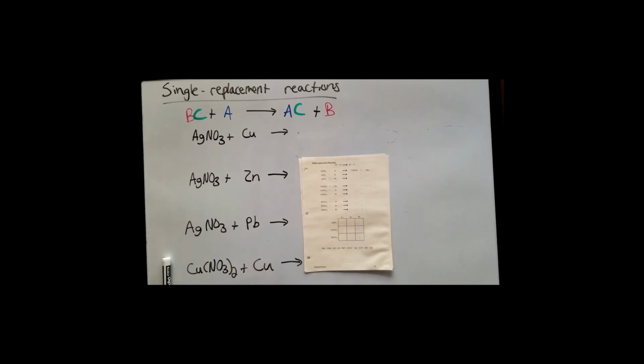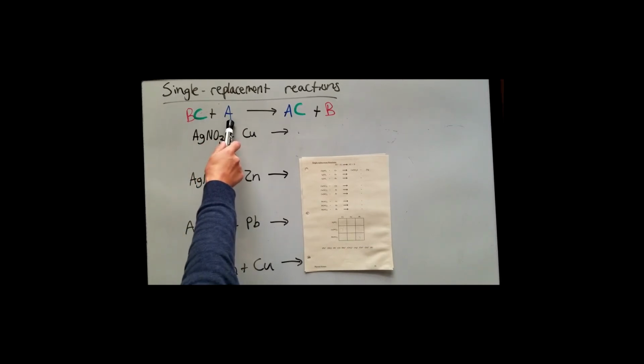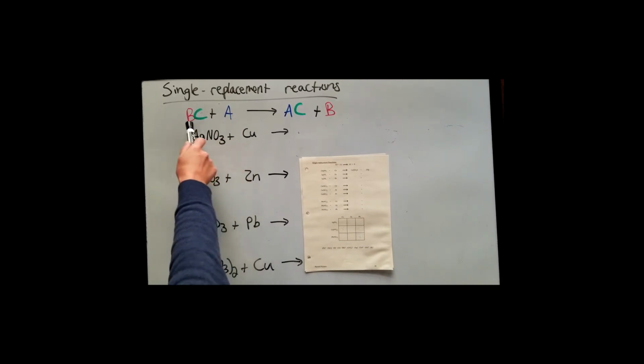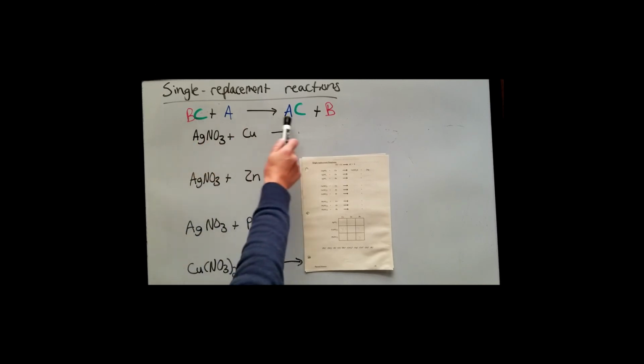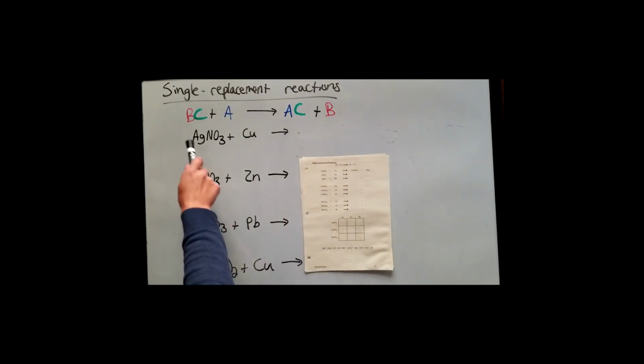So for the single replacement reactions, this is the basic scheme that we have here. So we have BC, which is the compound, reacting with A, an element by itself. They're going to switch, so A is going to take the place of B, so that on the product side, A is now with C, and then B is by itself. So applying this reaction scheme to this following reaction will help us predict the product.